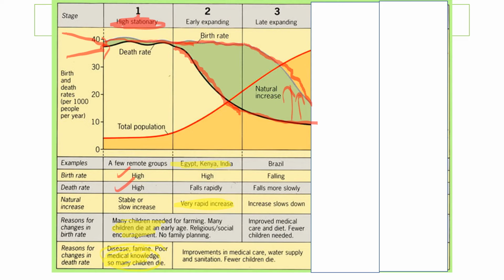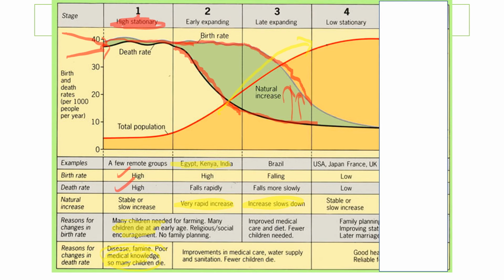Now, if your population is increasing slowly as a result, it will keep going up, but obviously it's starting to curve off as you get to the top of this graph here, and that is going to change the dynamics moving forward. So then we get to a low stationary phase. Examples of this are USA, Japan, France and the UK. And this is where the population is now leveling off.